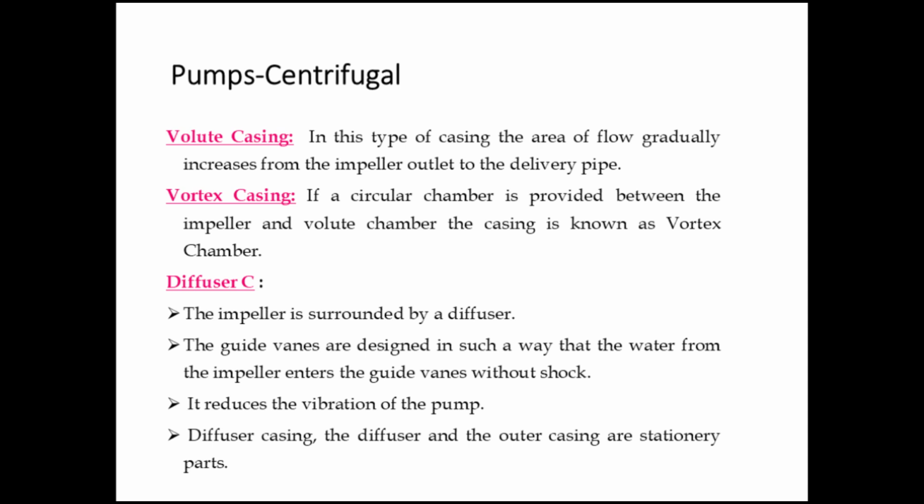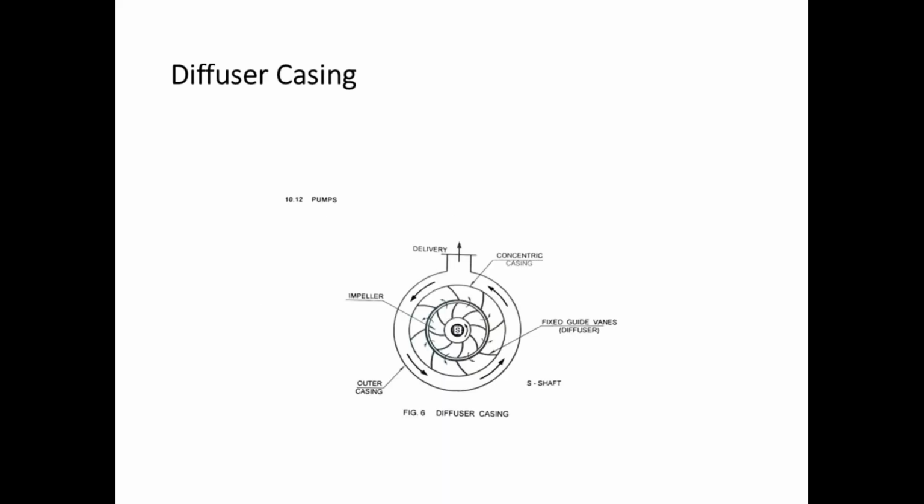Diffuser casing. The impeller is surrounded by a diffuser. The guide vanes are designed in such a way that the water from the impeller enters the guide vanes without shock. It reduces the vibration of the pump. The diffuser and the outer casing are stationary parts. This page shows the diagram of the diffuser casing.